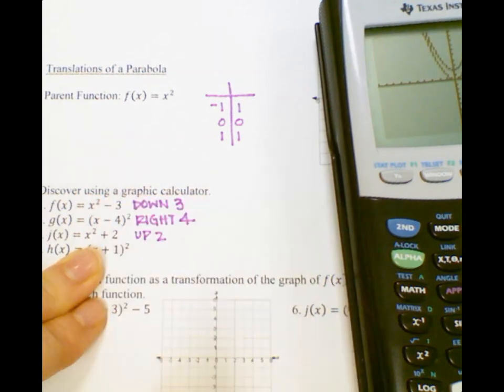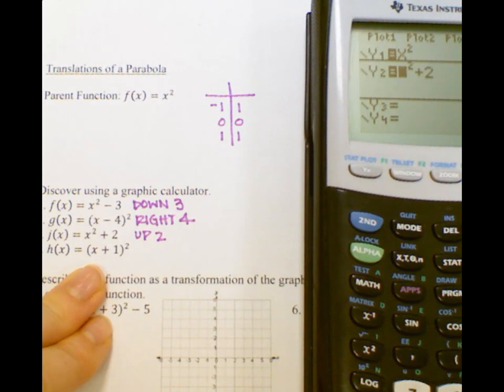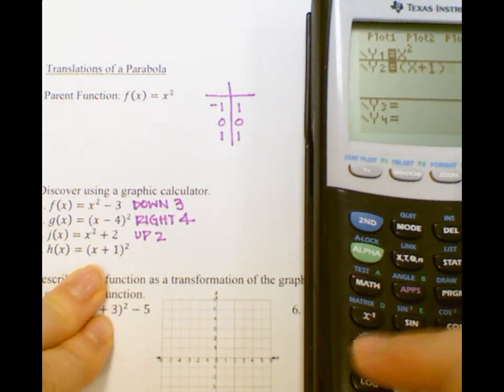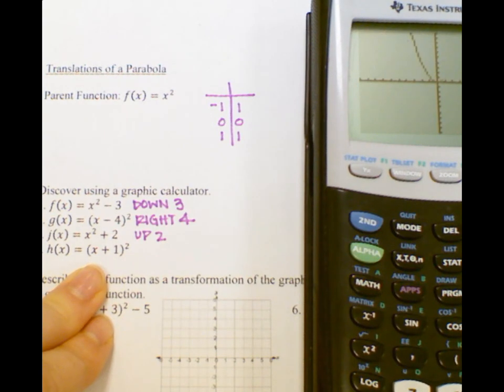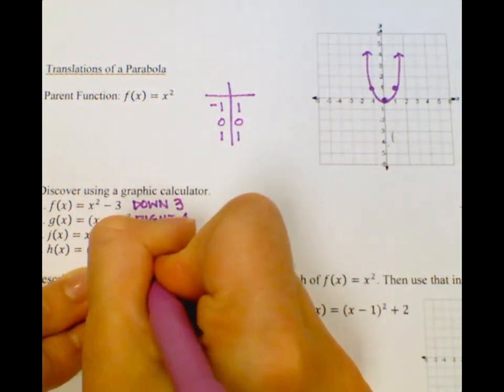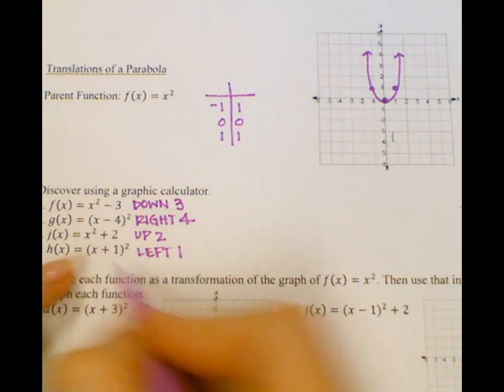What do you think the last one's going to do? Yeah, it's probably going to go left, but let's check it to make sure. X plus 1 squared. There's my original. Boom. There's my new one. So yes, it is going left. Left 1.